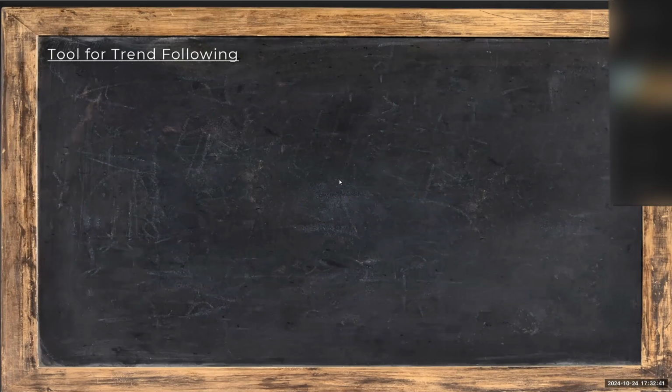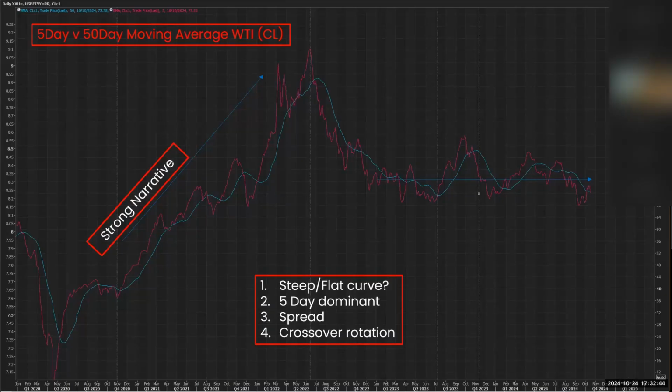Now let's look at a number of examples. How you need to think about this, like I said, is three things: steep curve, flat curve, is there a lot of overlap, and what's the spread? Those are the three key things you're paying attention to.